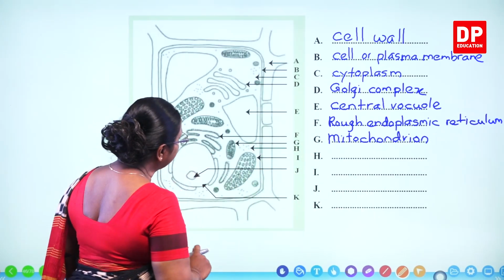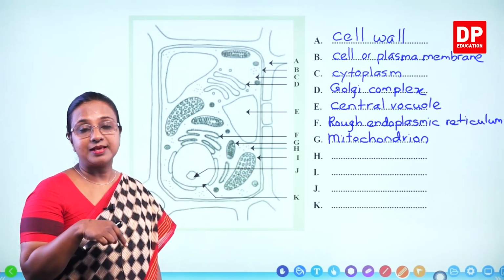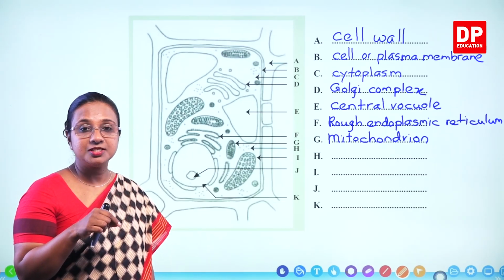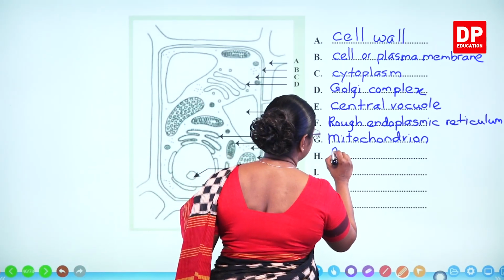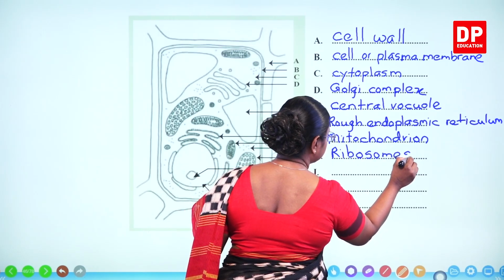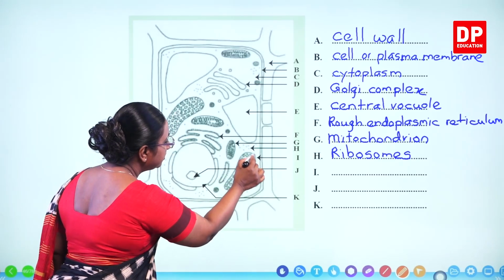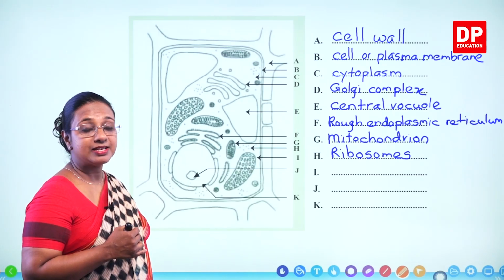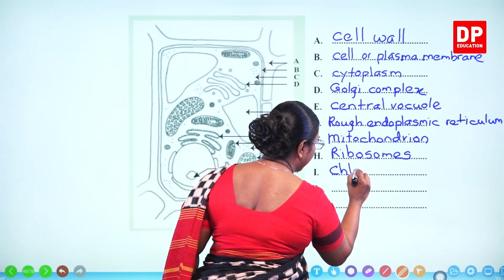And H points to the dots in those cytoplasm. If there are very tiny dot-like structures, those are the ribosomes. And then we have I. I points to this organelle, and we have already identified it as the chloroplast. So I is chloroplast.